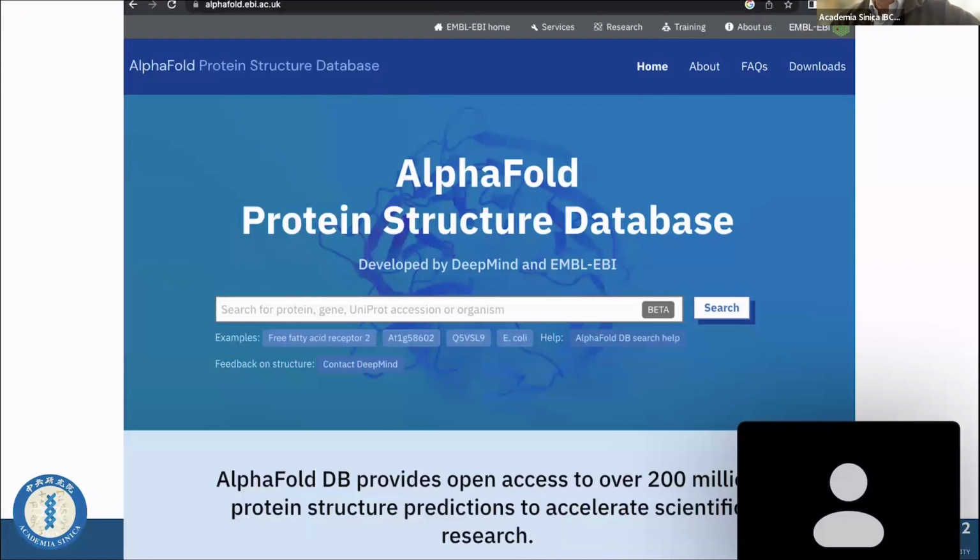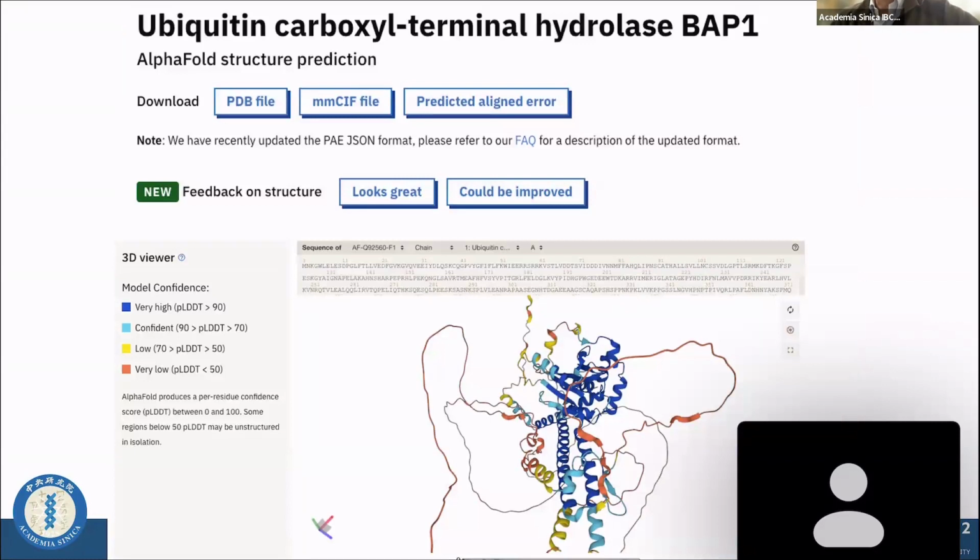You can actually predict protein structures, and the software will tell you whether it is confident in the prediction. As I will show here, if you type in a name, for example, BAP1, which is one of our target proteins, you will see that in the core region you have helical structures colored in dark blue, meaning that AlphaFold is very confident in the structure prediction in that region. But there are also regions colored in yellow or even orange, and that means that the confidence score is below 70 or even below 50.